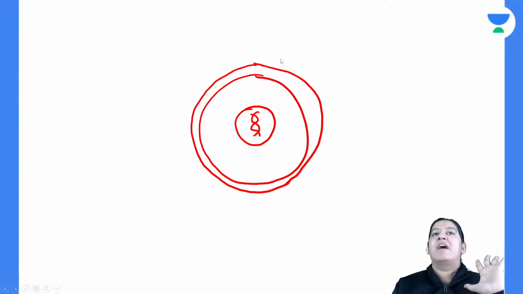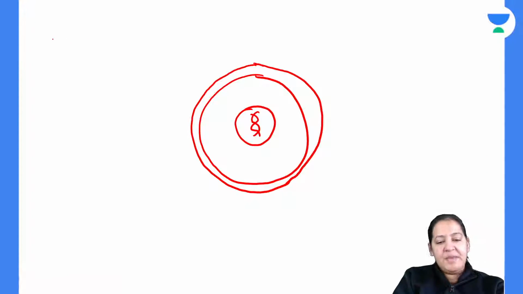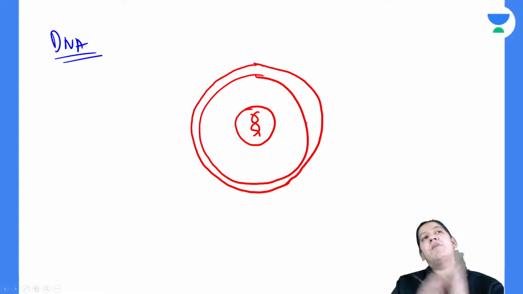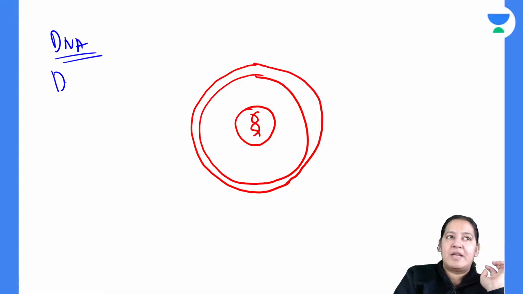So hepatitis B virus. We know that hepatitis B virus is a DNA virus. Rest all are RNA. So see, this is the diagram of hepatitis B virus. It is known as the Dane particle.